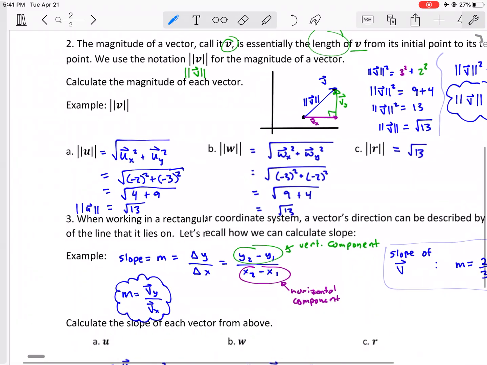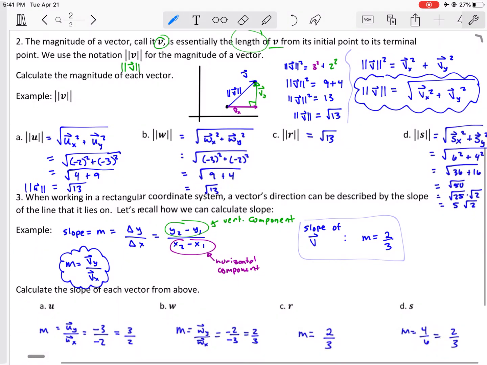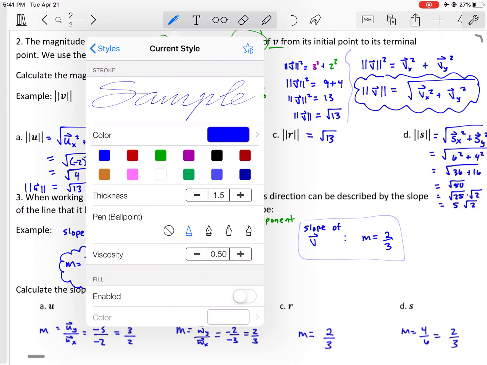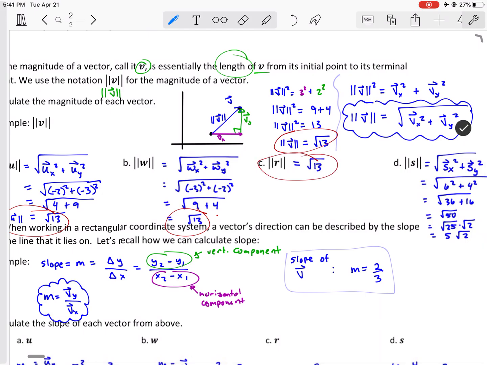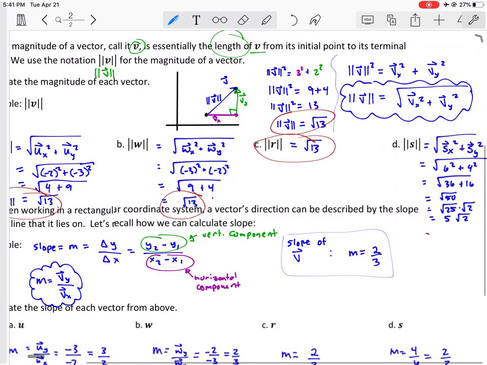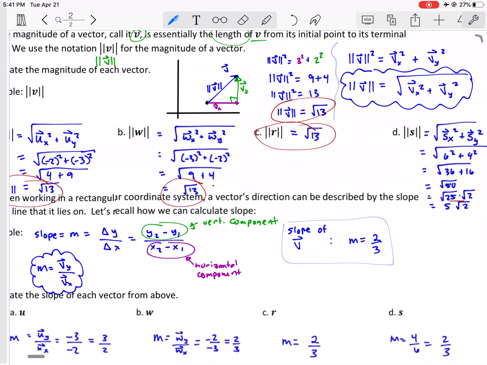First of all, I noticed that a few of them have the same magnitudes. V was square root 13. I'll do this in a different color. V is square root 13. U had a magnitude of square root 13, W had a magnitude of square root 13, and R had a magnitude of square root 13. The only one that's eliminated so far is S. It had an entirely different magnitude, therefore it cannot be equal to the others.